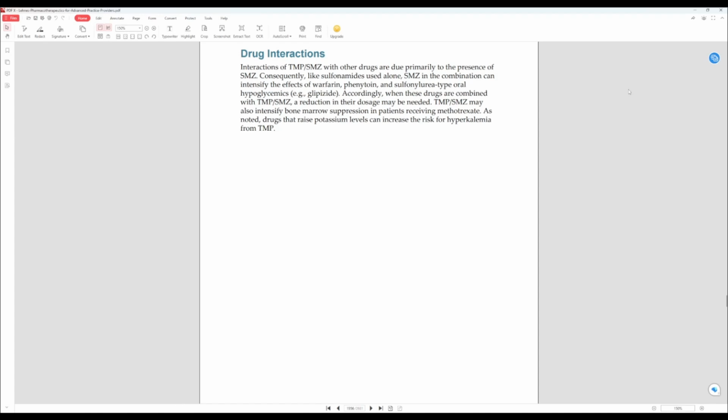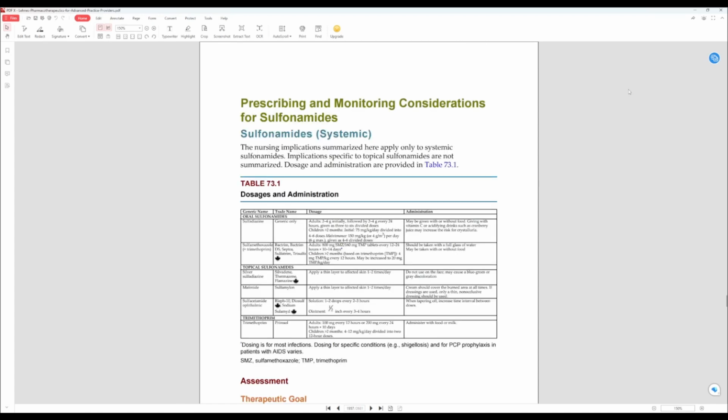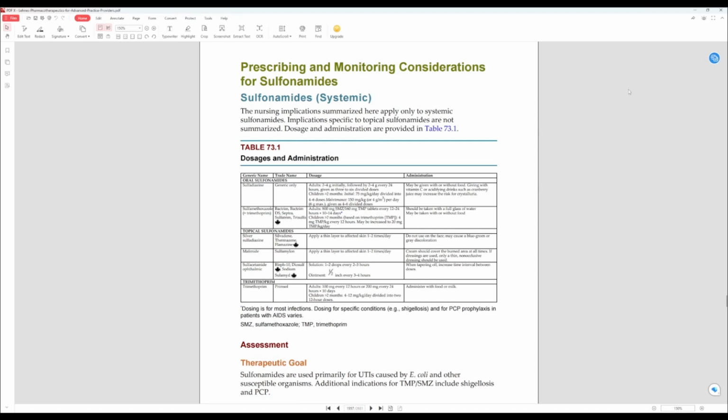TMP-SMZ may also intensify bone marrow suppression in patients who are receiving methotrexate. So, as noted, drugs that raise potassium levels can increase the risk for hyperkalemia from TMP. Prescribing and monitoring considerations for sulfonamides. Sulfonamide systemics. The nursing implications summarized here apply only to systemic sulfonamides. Implications specific to topical sulfonamides are not summarized.